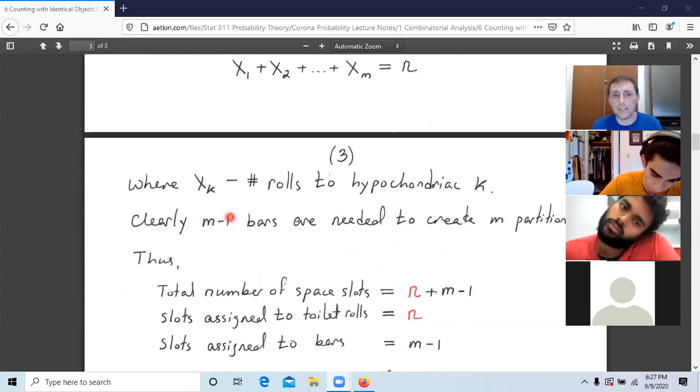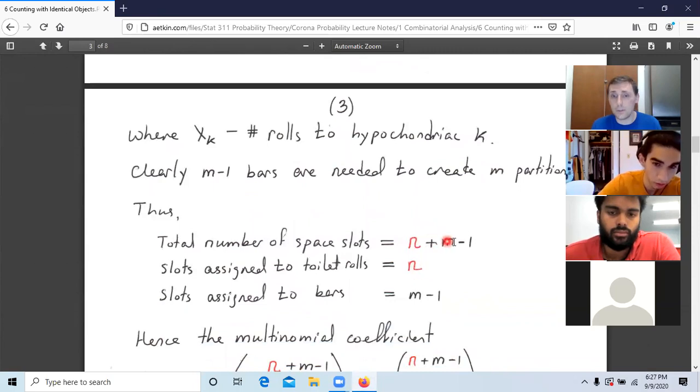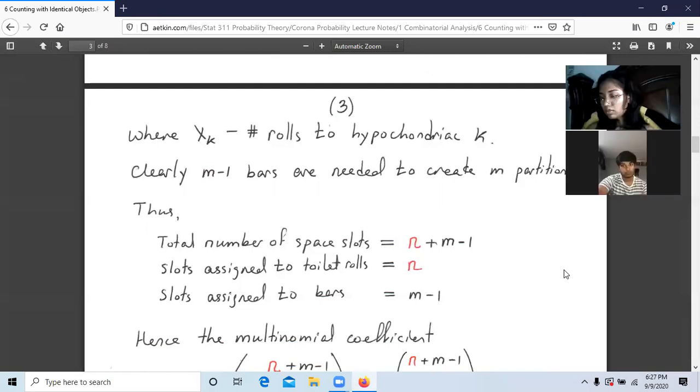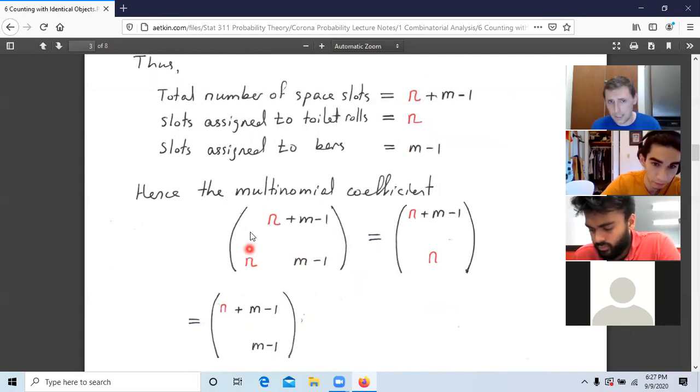So m minus 1 bars, and the total number of spaces are the spaces for the n objects, the toilet paper rolls, and the bars. So altogether I have n plus m minus 1 spaces. And the slots of those spaces assigned to toilet paper will be n, and the slots assigned to bars will be m minus 1. Good? With me, guys? So this is the multinomial way of writing the solution.